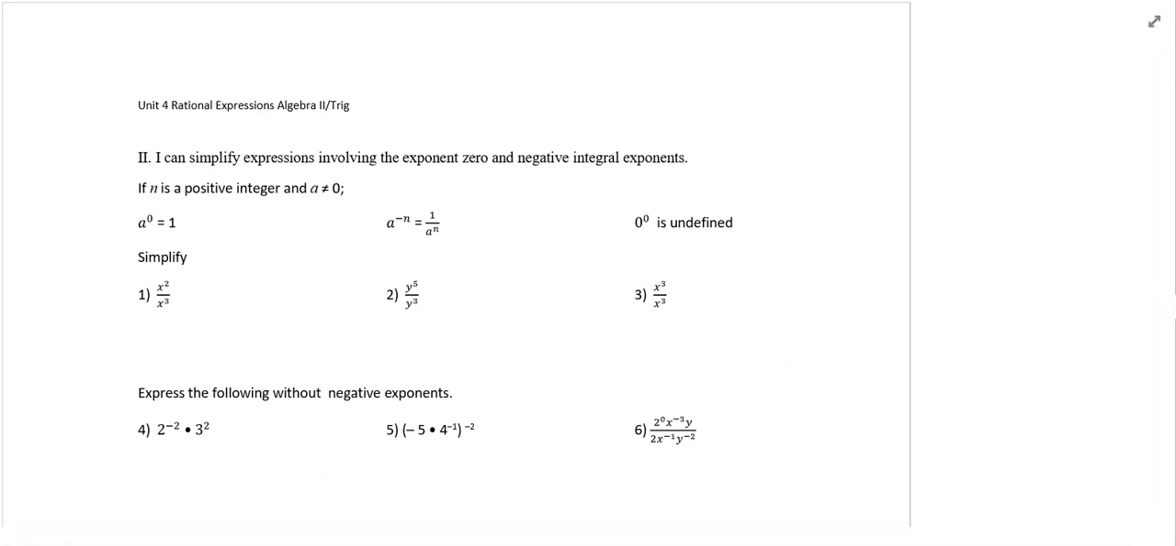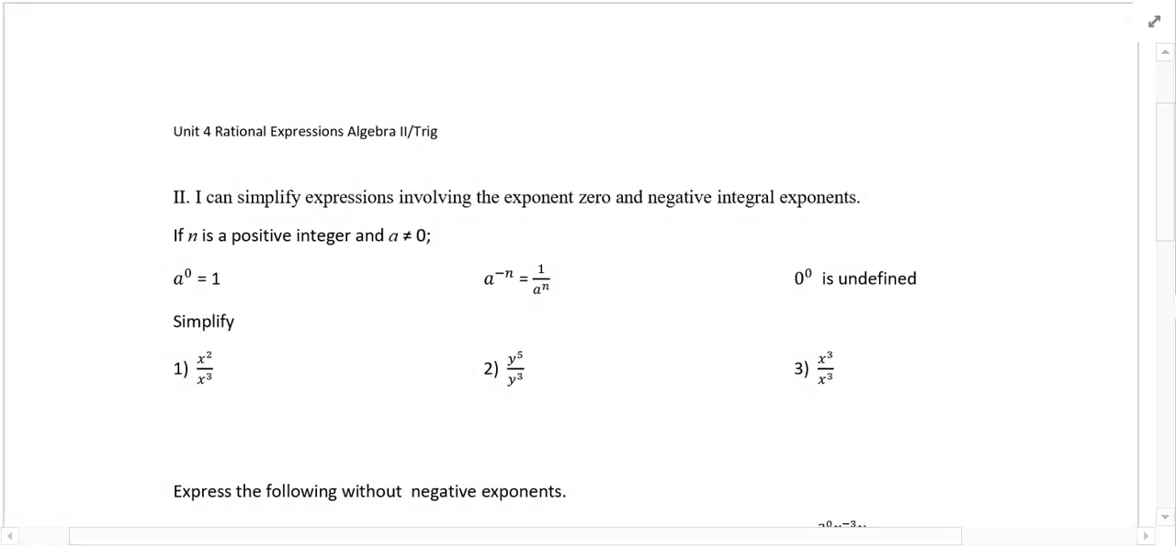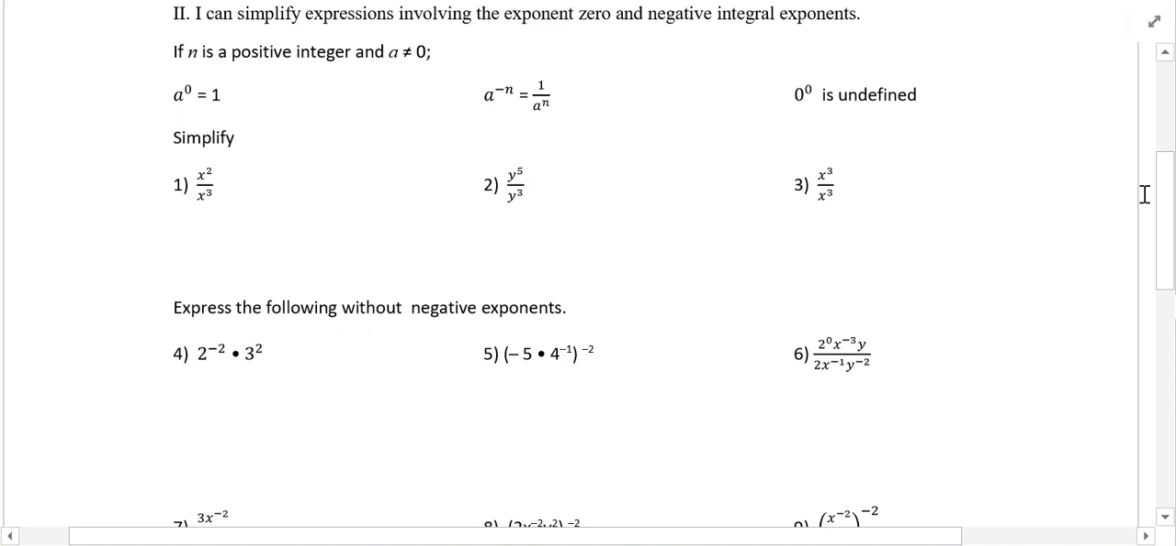So our next page here, it's saying I can simplify expressions involving the exponent 0 and negative integral exponents. All right, so here are our general rules for your exponents. If n is a positive integer and a doesn't equal 0, then it follows these rules. A to the 0 equals 1. A to the negative n, to make it a positive, if it has a negative exponent, you say 1 over a to the n, and 0 to the 0 is undefined.